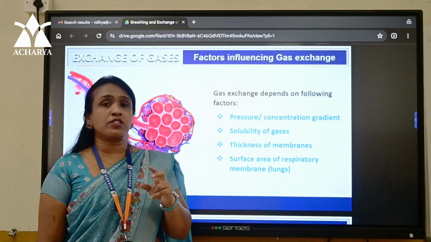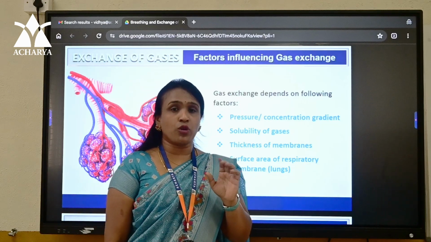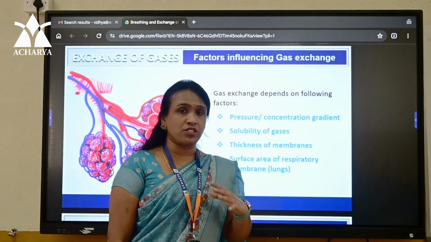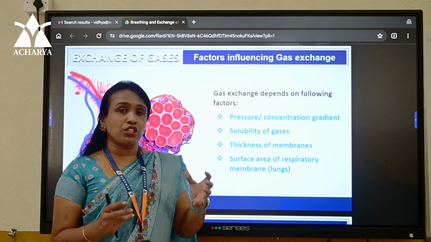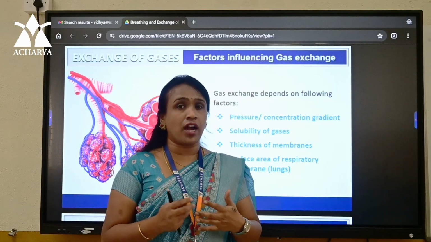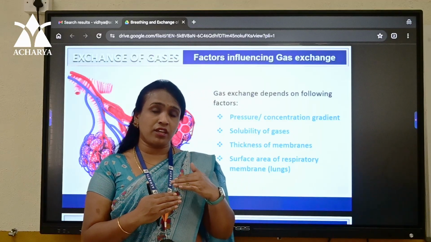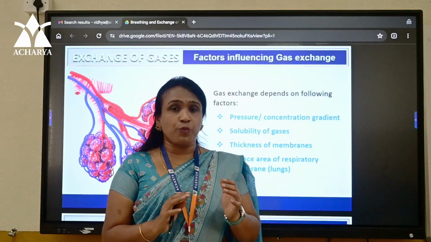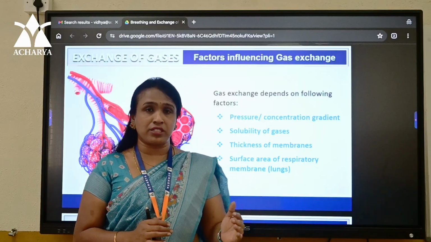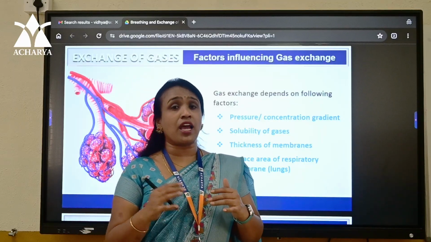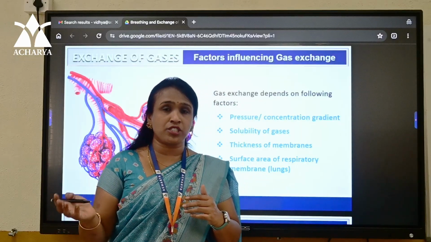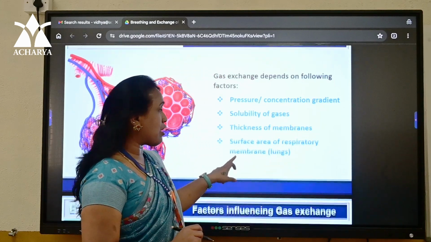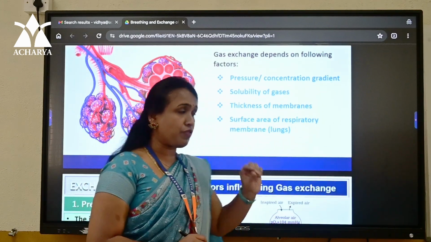Both produce a basement substance, and together these three layers form less than 1 mm thickness where the exchange of gases takes place. So we should concentrate here: the exchange of gases is taking place, and the layer is very thin. Because of this thinness only, exchange of gases is taking place. If it was any other tissue like columnar or fibrous tissue, the exchange would not have been possible. That is one thing. And the next is the surface area of the respiratory membrane of the lungs.